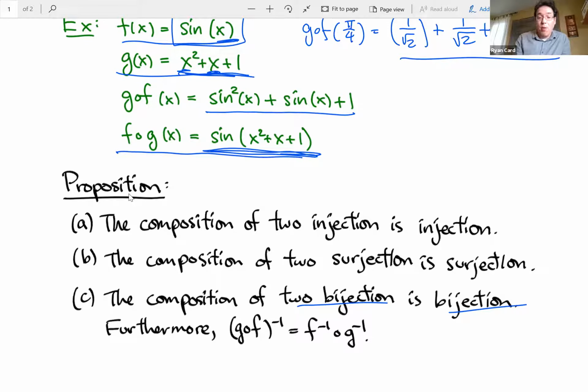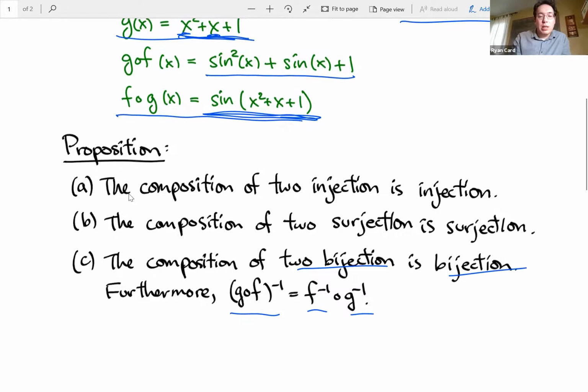Furthermore, you can actually write down the inverse function in terms of the inverses of the two functions involved. The inverse of G of F is going to be the inverse of F composed with the inverse of G. So you switch the order of the inner and the outer function when you take the inverse.